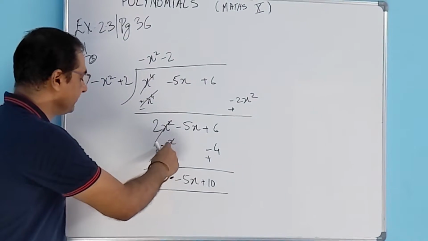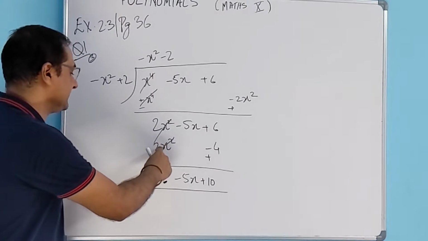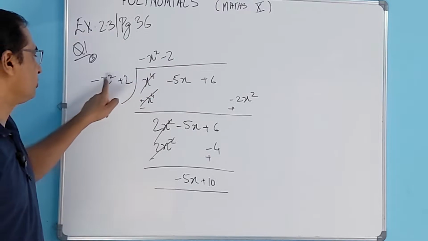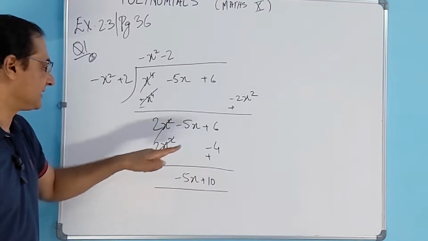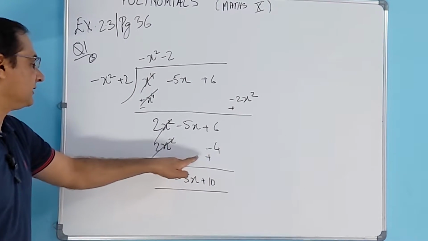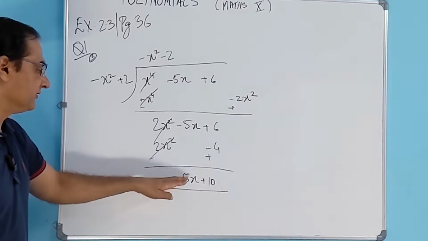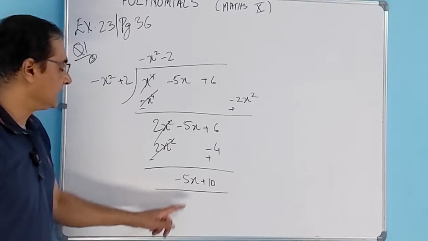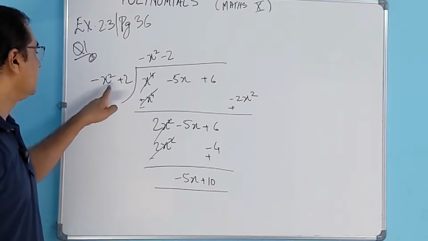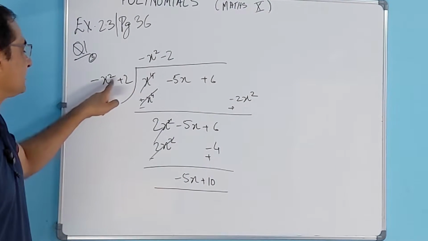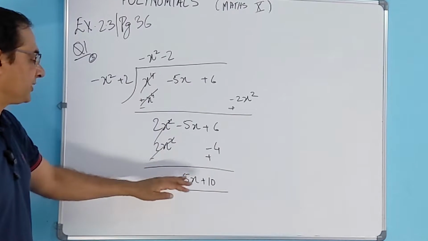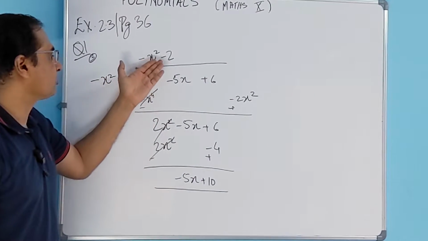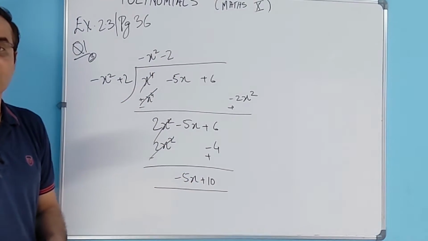Now to eliminate the first term, we need to multiply this by minus 2. So minus 2 becomes the second term of our quotient. Minus 2 multiplied by these two terms is this. Again, we reverse the sign of these two terms, subtract that, and this is what we get. Now if you look at minus 5x plus 10, this term's degree is 1, divisor's degree is 2, this is less, so we stop here, this is our remainder. So the answer is, quotient is minus x square minus 2, and the remainder is minus 5x plus 10.